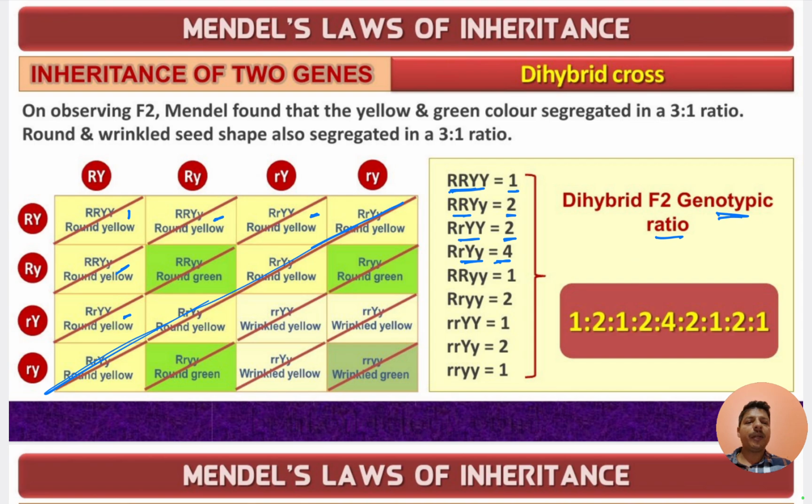So coming to the genotypic ratio of the dihybrid cross, though it is not mentioned in your NCERT, it is important. The ratio will be 1:2:1:2, 1:2:4:2, 1:2:1:1. This is the dihybrid genotypic ratio.